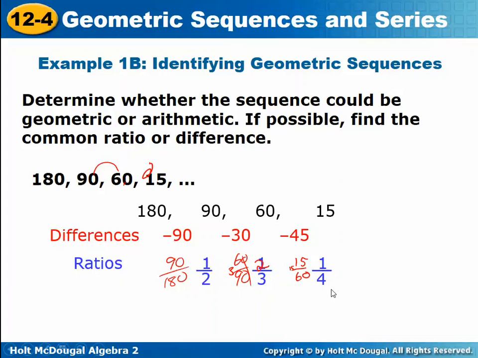This is not common either. So this is not arithmetic, it's not geometric, and those are the only ones you've learned. So we have to say that this is neither.